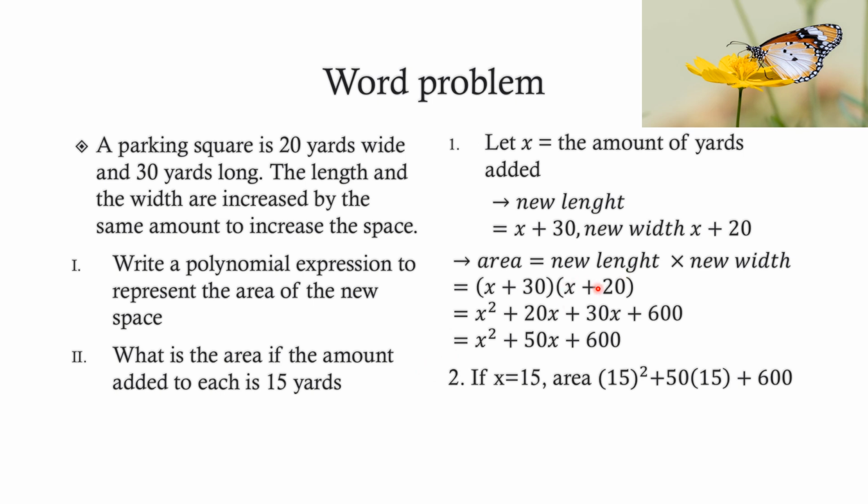So it becomes polynomial multiplication. So x times this x will give us x squared, x times this 20 will give us 20x. 30 times x will give us 30x, 30 times this will give us 600. Then it becomes a polynomial expression of the form x squared plus 50x plus 600. So the second question is, what is the area if the amount added increases the length of each side by 15 yards? So if x is equal to 15, it means anywhere I see x, I have to input the 15 in it, then process the answer to get the result.